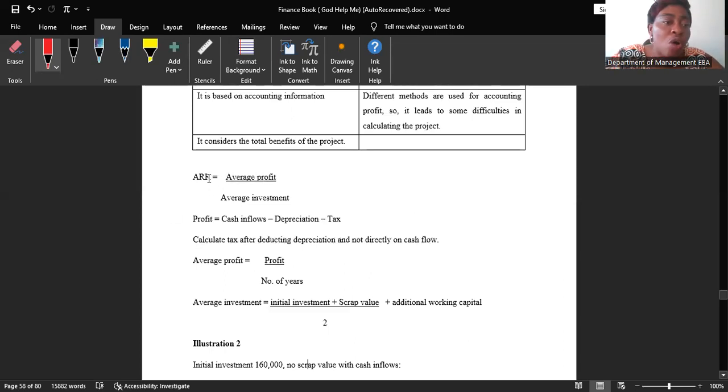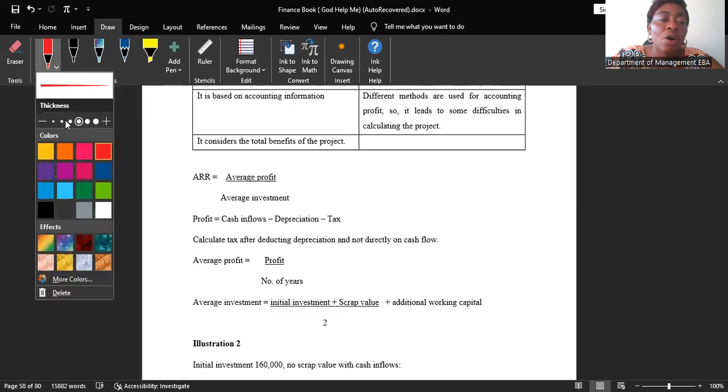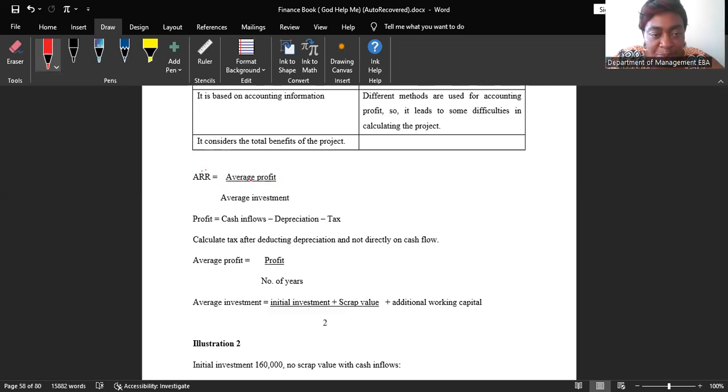Accounting rate of return, or average rate of return. The formula is average profit over average investment. Let me write it big here so maybe you can see. Accounting rate of return, or average rate of return, is equal to average profit all over average investment. So that's the formula.